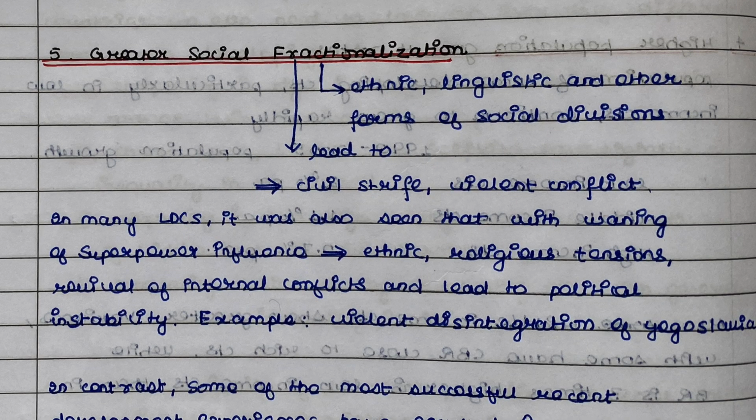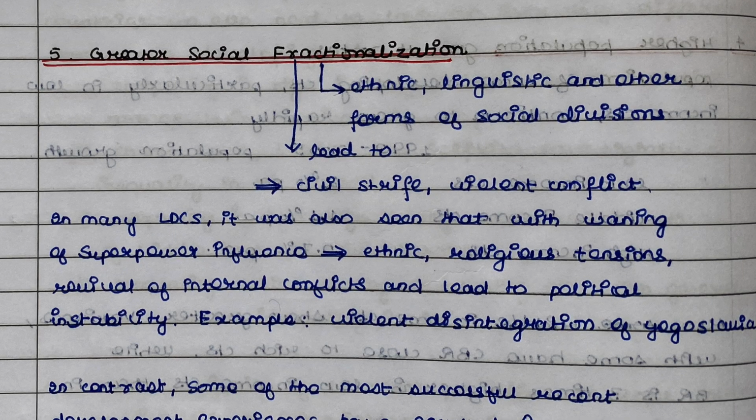Then you have greater social fractionalization. So in many of these developing countries, you'll find that there are social groups, there are ethnic groups, there are religious minorities. And the more fractions there are in the population, the more chance of social strife. There is more chance for violent aggression, for violent conflict.